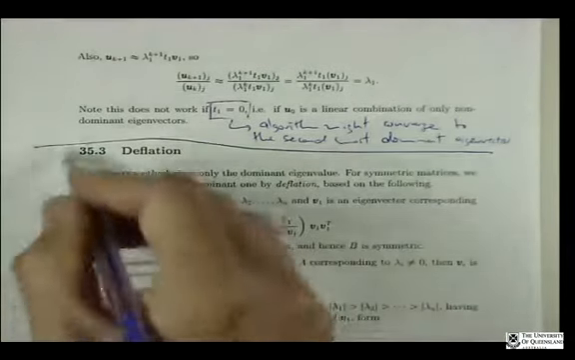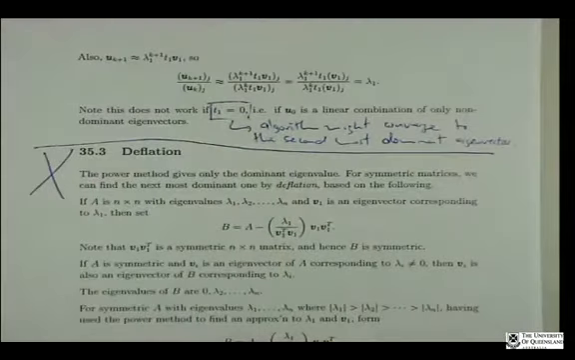Look, I might actually finish up there. This section on deflation, 35.3, won't be examinable, and I'm not going to talk about it. It's just another numerical algorithm that goes hand in hand with the power method, but I won't talk about it.